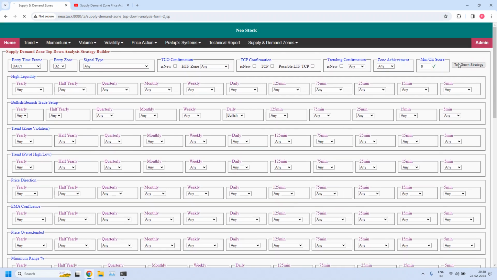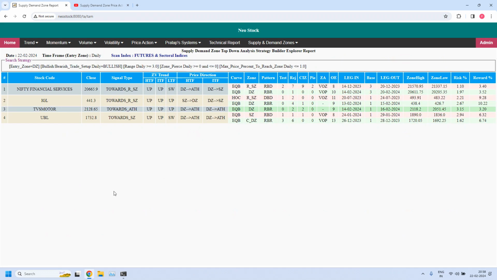Now let us filter the stocks. So we have identified only 4 stocks, which are near 1% to the zone. And all these stocks have a minimum reward of 3%. But all these stocks currently, if you look into the signal type, this is the price direction of the daily time frame, lower time frame, they are either moving to the supply zone or all-time high.